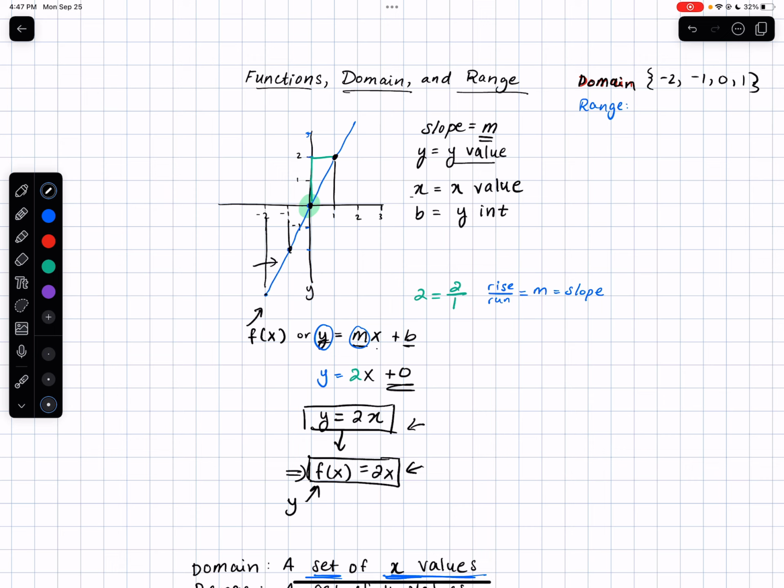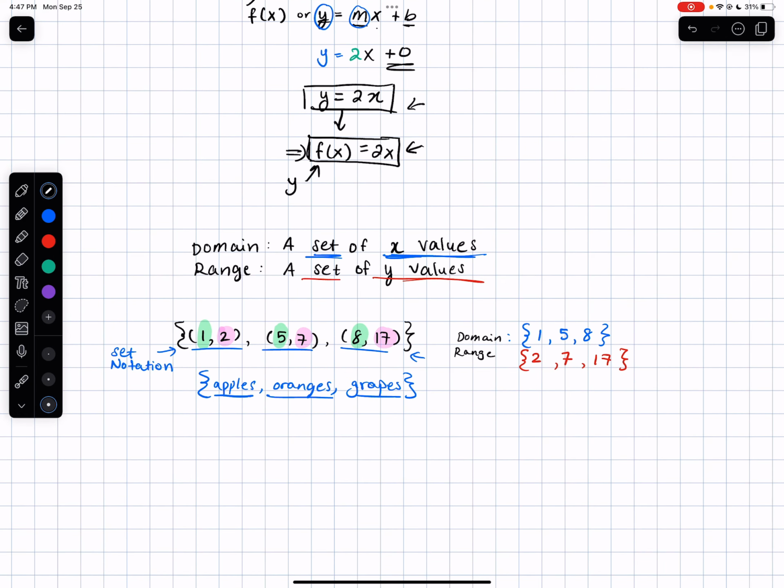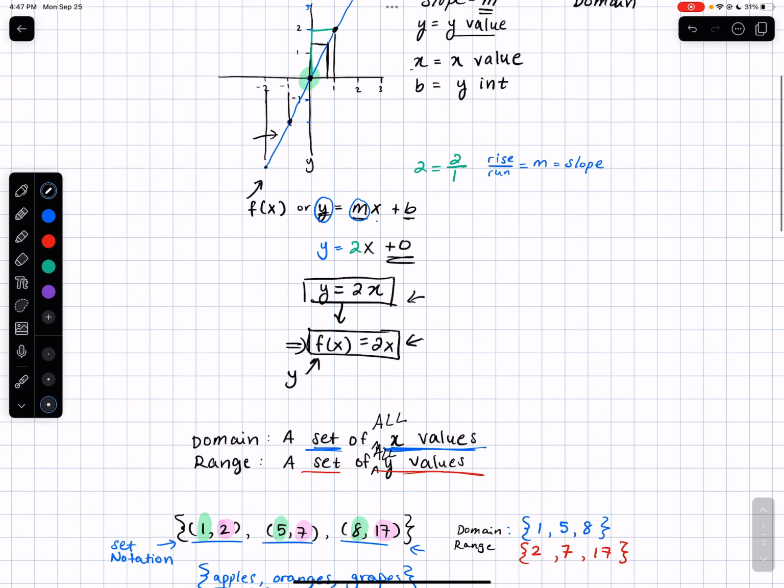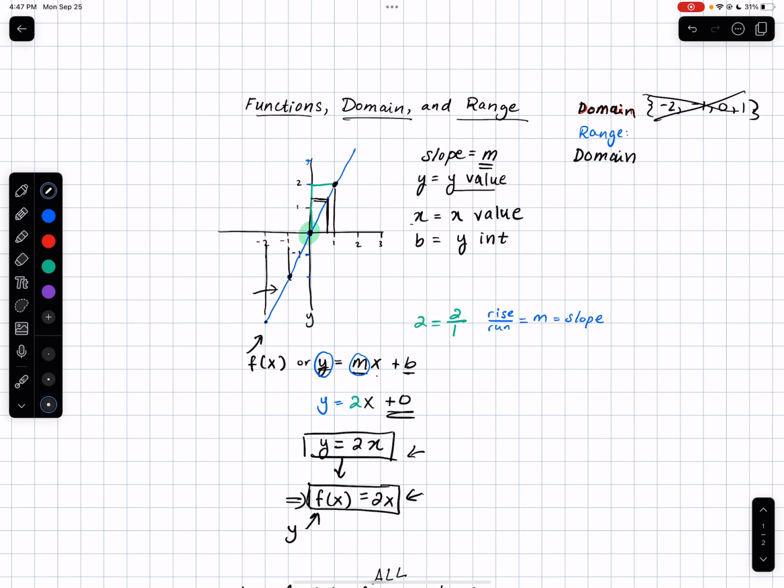But then you're probably thinking, what about this value right here? Doesn't this touch the line as well? Yes, it does. So this is really wrong, right? So the domain is all x values. If you look back at the formula, a set of all x values. So when you go back up, you see all these points right here. There are just so many points. How can I describe this?